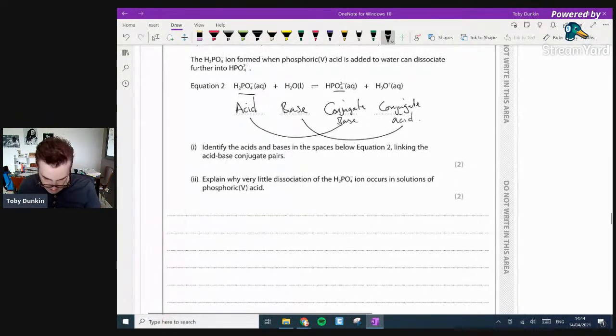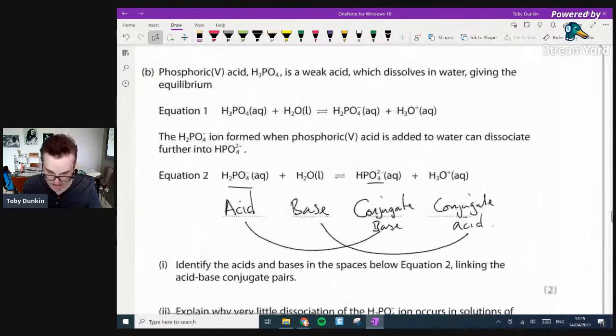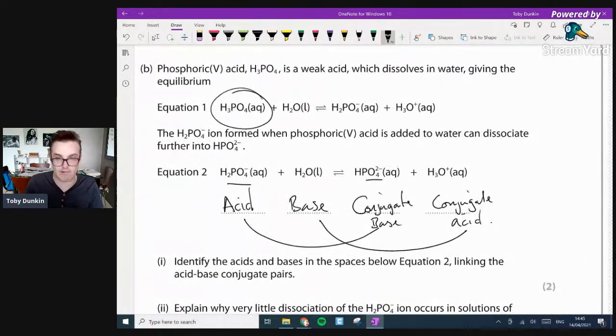Explain why very little dissociation of H2PO4- occurs in solution of the phosphoric acid. Okay, so equation 1 is the phosphoric acid.